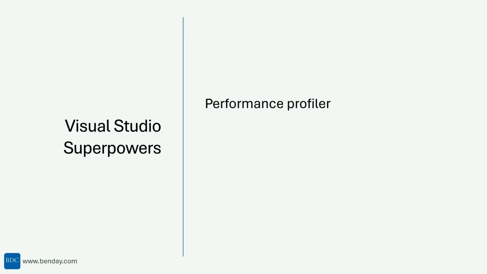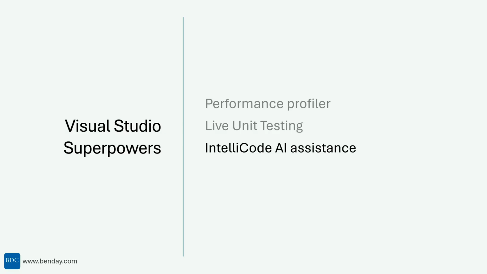Find exactly where your code is slow. See CPU usage, memory allocation, database queries, all in beautiful visualizations. Tests run automatically as you type. See immediately if you broke something. This is like having a safety net while coding. AI-powered suggestions based on patterns from thousands of open source projects. It literally learns from the community. Change your code while the app is running and see changes instantly. No rebuild, no restart. It feels like magic.